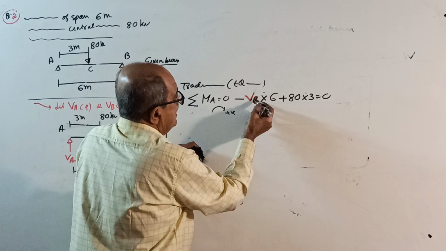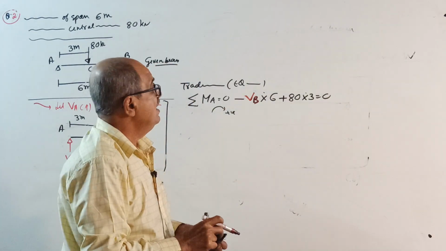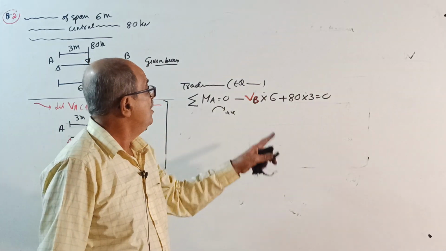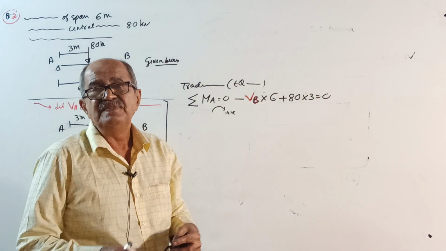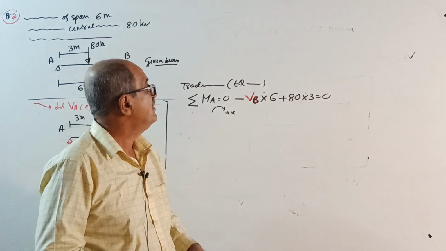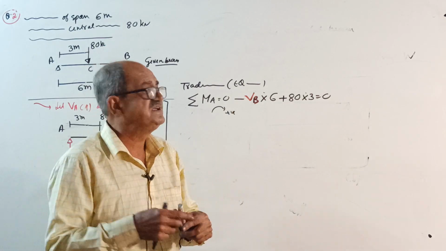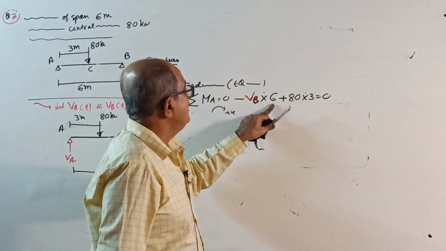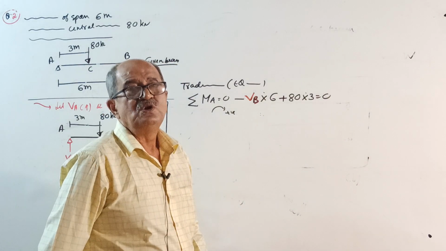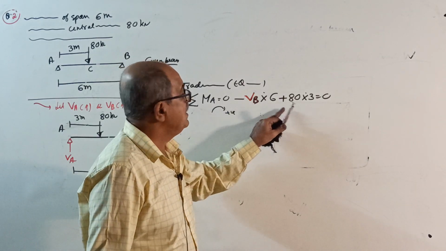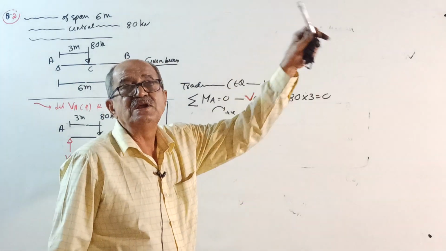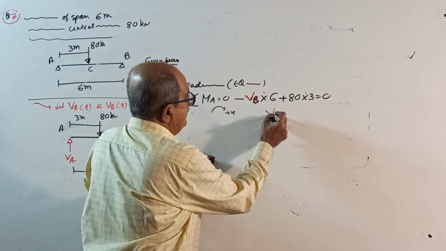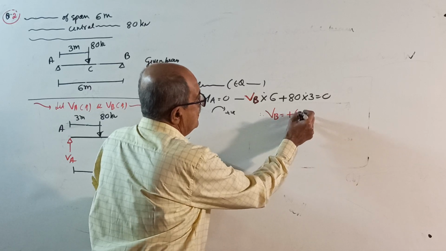Take this one that side, be a little careful, there's a minus here and plus here. When minus something and plus something is 0, this minus will become plus that side. That much common sense is required. If that much is not known, better not study structural engineering. Sometimes I have seen people write minus VB into 6 plus 80 into 3, they will write 240 equal to 0, or minus 6 VB equal to minus 240. It's a primary school class. Therefore, your VB will come plus 40 kilonewton.